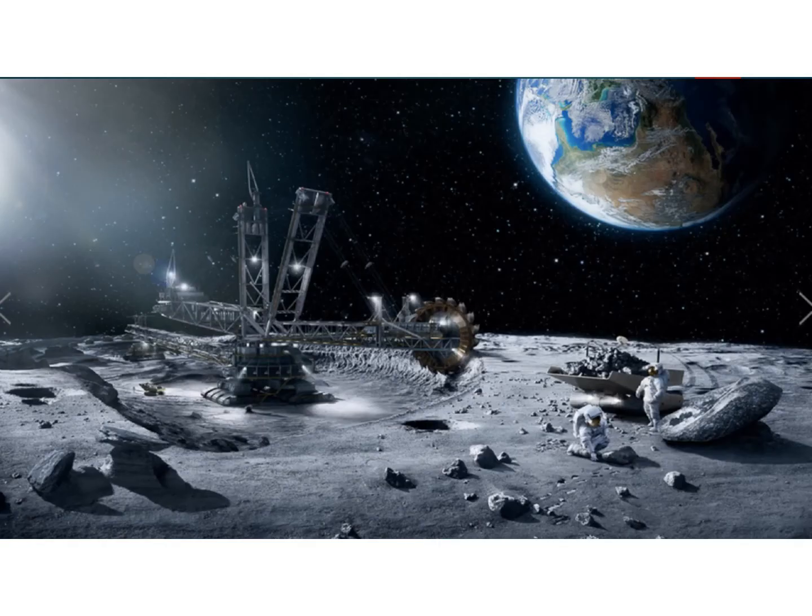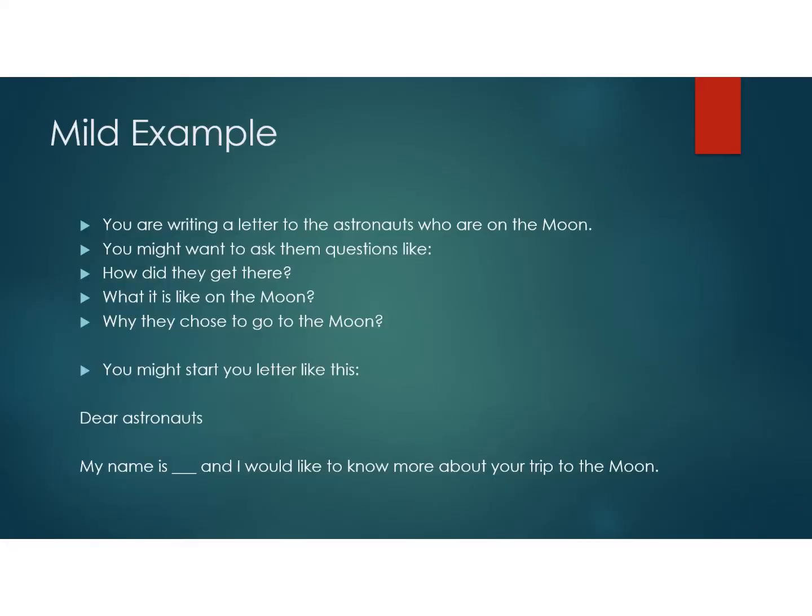So here is our picture of the moon with a machine and 2 astronauts and the planet Earth in the background. So your mild example would be that you're writing a letter to the astronauts who are on the moon. So you might want to ask them questions like, how did you get there? What is it like on the moon? Why they chose to go to the moon? You can choose the questions that you'd like to ask them.